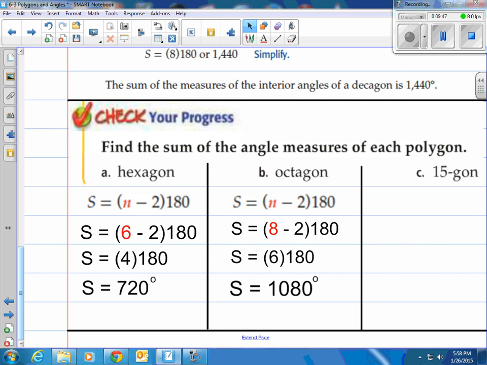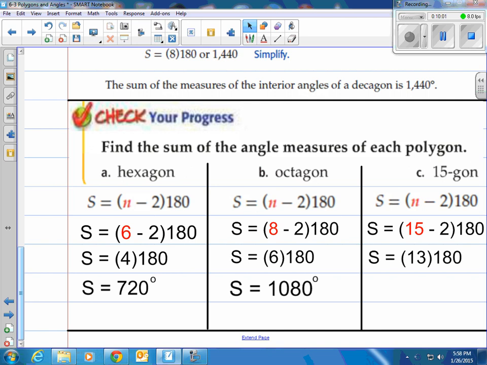All right, how about a 15-gon? What do you do there? Same thing. Take your formula, take your 15, that's the number of sides, plug it in. 15 minus 2 times 180 is going to be our final answer. So you got 13 times 180, which is 2,340 degrees. So in a 15-sided figure, all the angles will add up to 2,340 degrees.